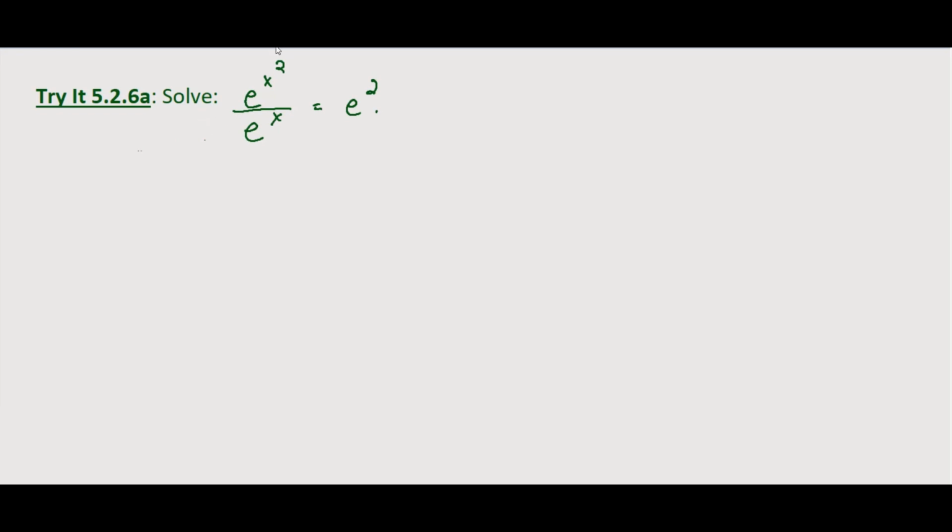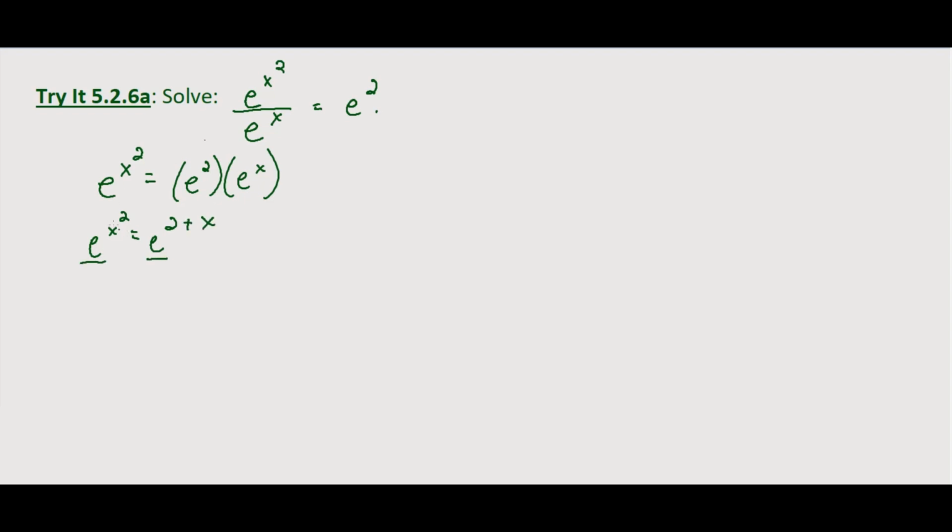So our first option is we're going to multiply both sides by the denominator on the left-hand side to get rid of the denominator. So we multiply both sides by e to the x, then this left-hand side becomes e to the x squared, just what's left. And then on the right-hand side, we have e squared times e to the x. And remember the product rule, we add these exponents. So e to the x squared equals e to the 2 plus x.